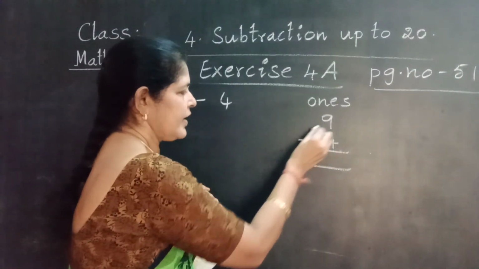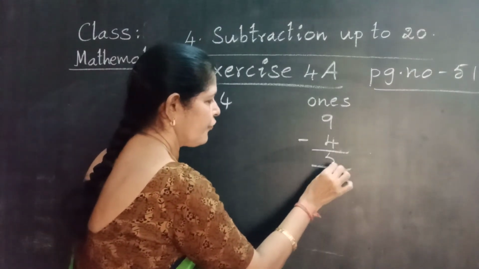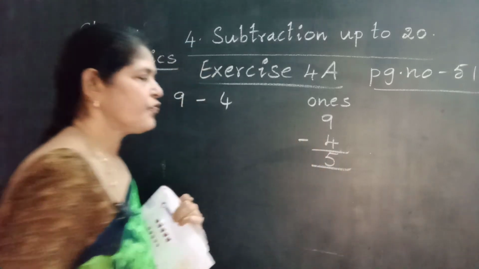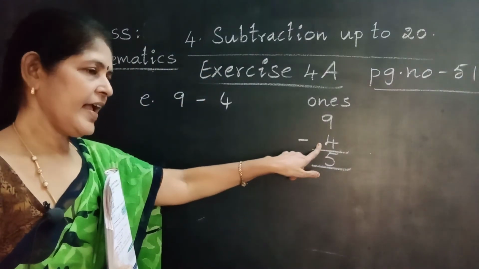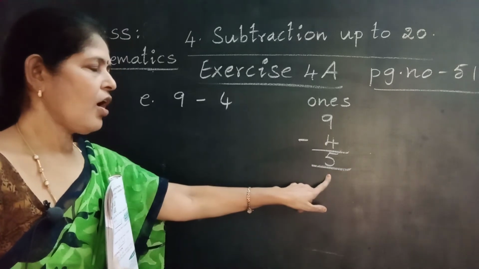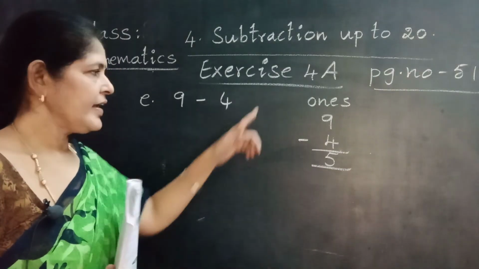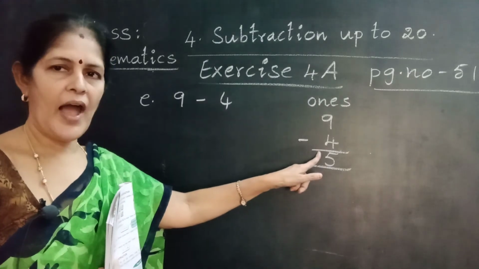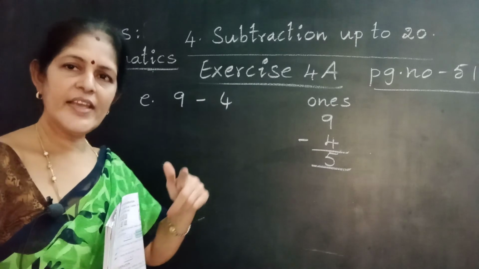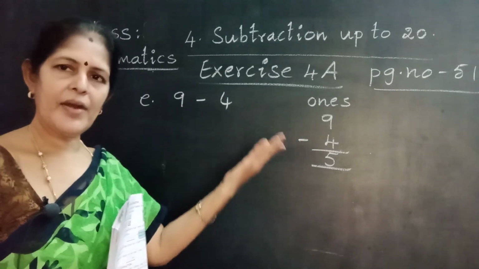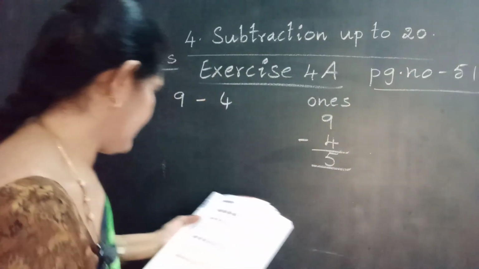That means 9 minus 4, 5. There are 9 pineapples. We take away 4. Left are 5. 9 is big, 4 is small. We subtract 4 from 9. Let us go to the next one.